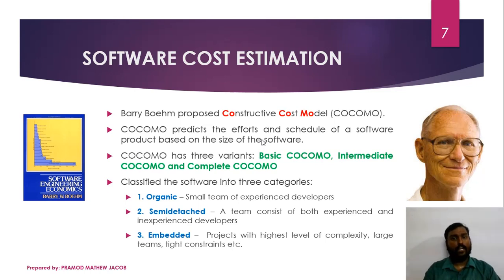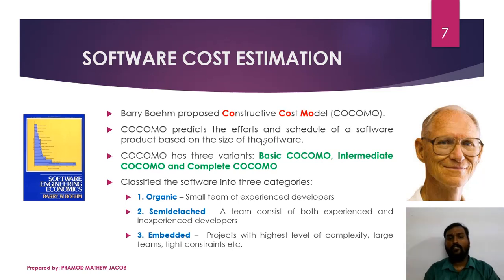Barry Boehm derived three variants of the COCOMO model: Basic COCOMO, Intermediate COCOMO, and Complete COCOMO. In order to estimate the cost of a software, he categorized software into three types: organic software, semi-detached software, and embedded software. So the person who is planning to estimate the cost of a project should first identify which of these three categories the software belongs to. So we have to identify the features of each of these categories.